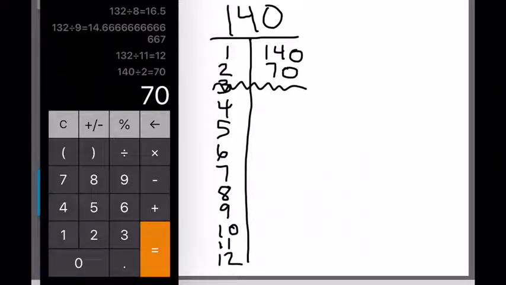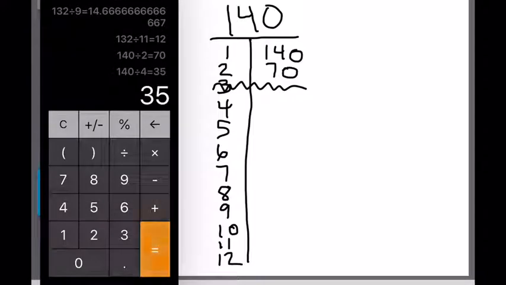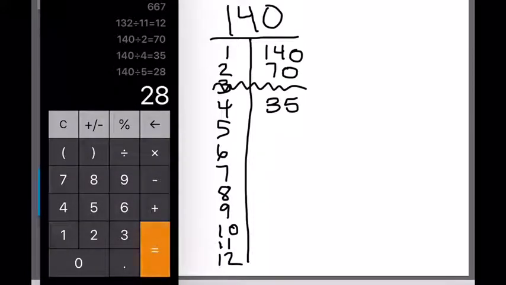My last two digits are 40. 40 is divisible by 4, so 140 is also divisible by 4. Use your calculator. 140 divided by 4 equals 35. 140 ends in 0, so it's divisible by 5. 140 divided by 5 equals 28. So my next factor pair is 5 and 28.